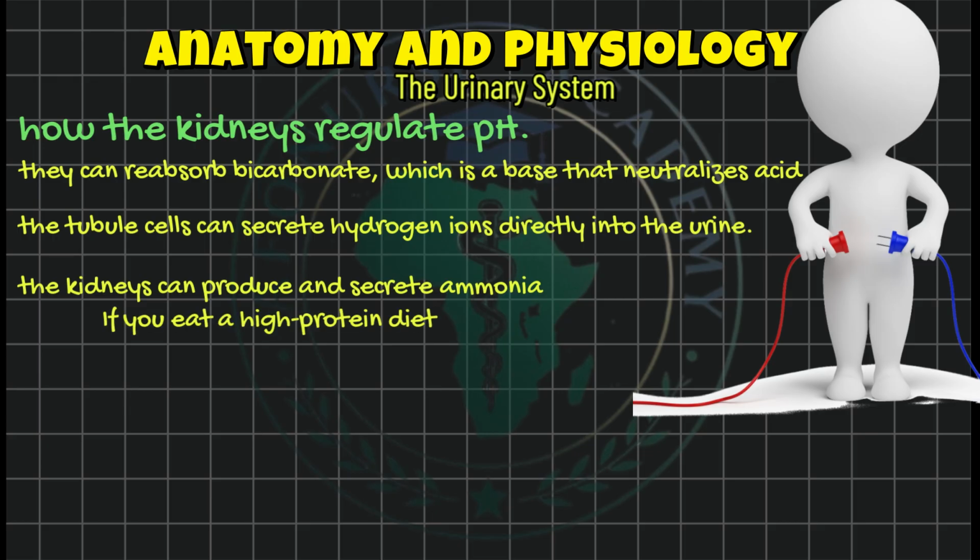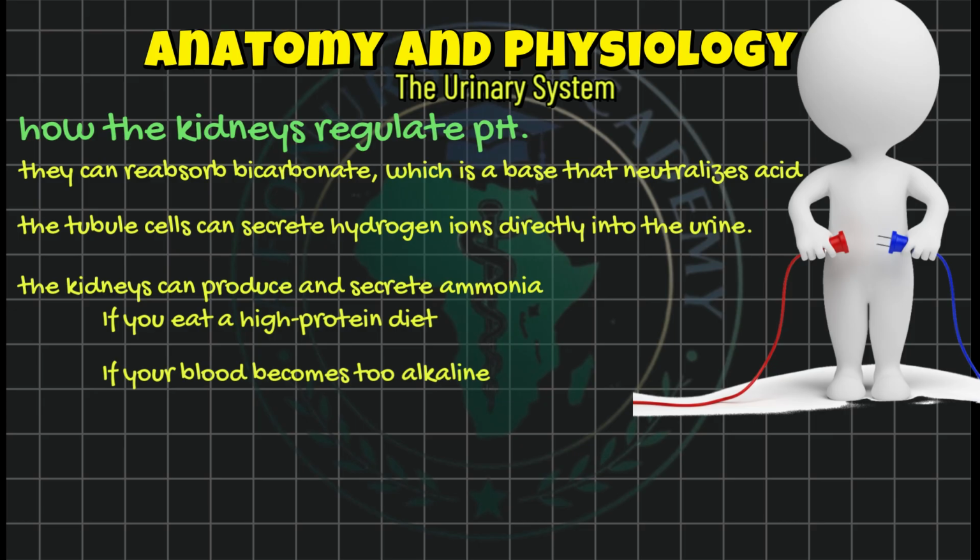The beauty of renal pH regulation is that it's adjustable based on your body's needs. If you eat a high-protein diet, which produces more acid, your kidneys will secrete more hydrogen ions and produce more ammonia. If your blood becomes too alkaline, perhaps from excessive vomiting which causes you to lose stomach acid, your kidneys can reduce hydrogen ion secretion and excrete more bicarbonate in the urine to bring pH back down.